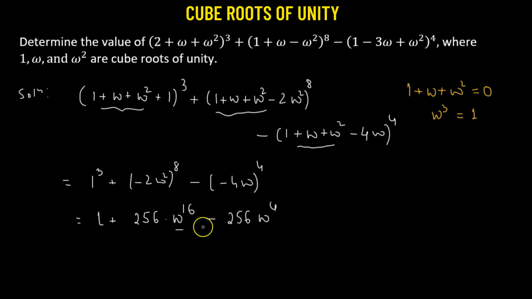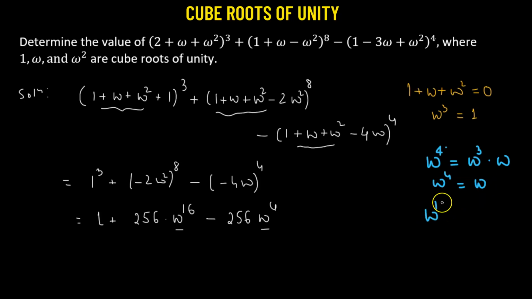Now let's try to find out the value of omega raised to the power of 16 and omega raised to the power of 4. So we'll start with omega raised to the power of 4 first. This is equal to omega cubed multiplied by omega. And omega cubed is equal to 1. So that means omega raised to the power of 4 is exactly the same as omega.